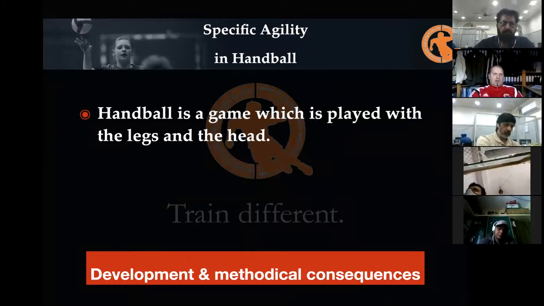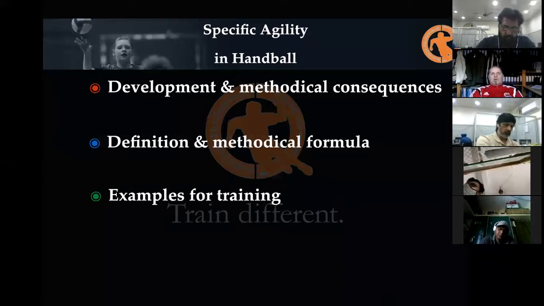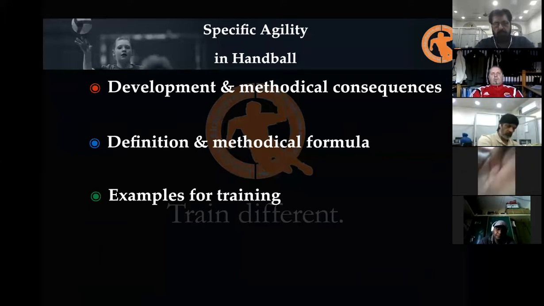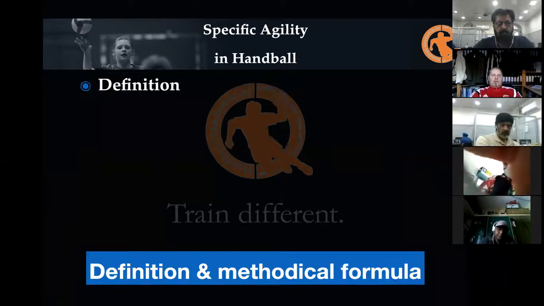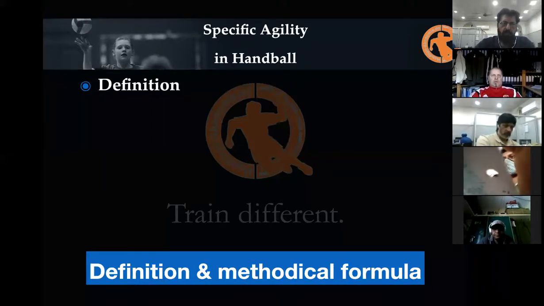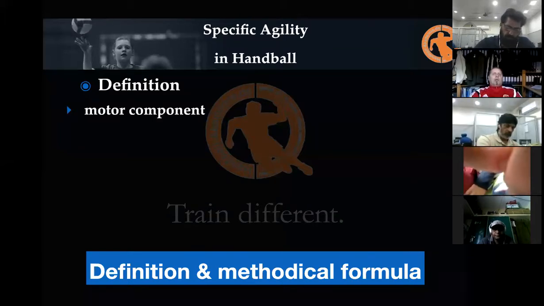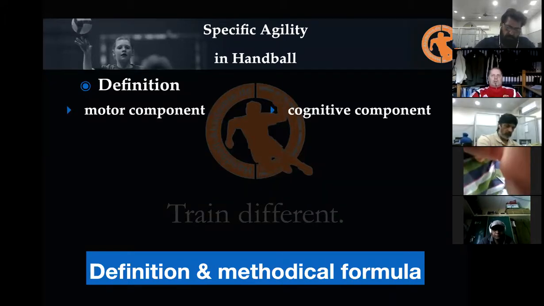concept of agility in handball. This is the next chapter I want to introduce, in which we want to define what is part of that specific agility and work out a methodical formula for that training of specific agility. Okay, now if we come to the definition, first of all, we have to see that there are two parts that we talk about. One is the so-called motor component, and the other side is the cognitive component.